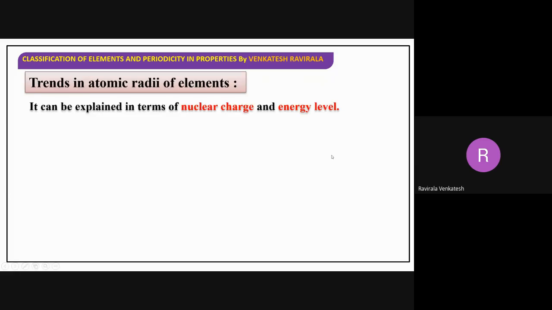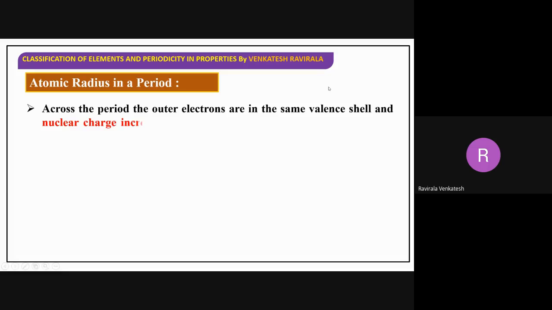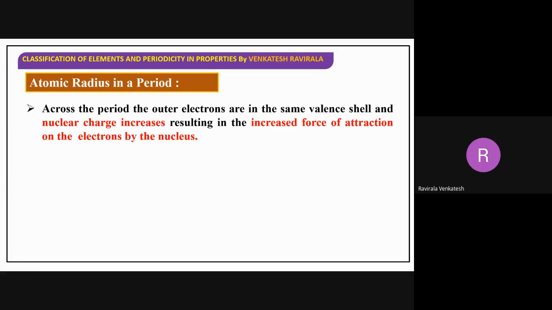Next, the trends in atomic radii of elements can be explained in terms of nuclear charge and energy level. This we'll see in the next one. Now, if you observe the atomic radii across the period, left to right, what happens? Does nuclear charge increase or decrease? Tell me. In any period, nuclear charge always increases. For example, I will take an example.